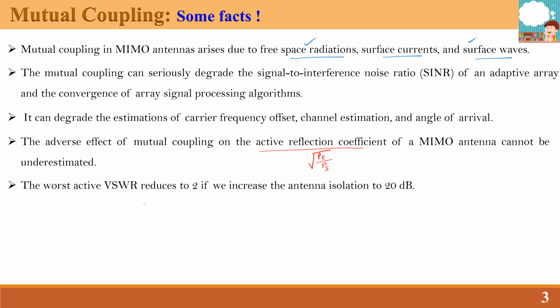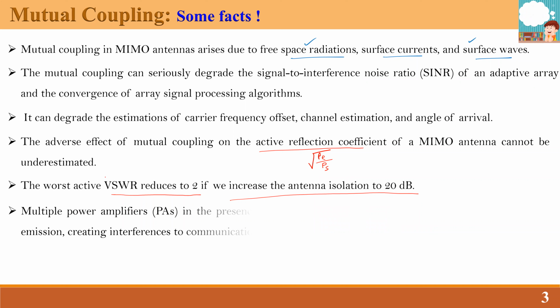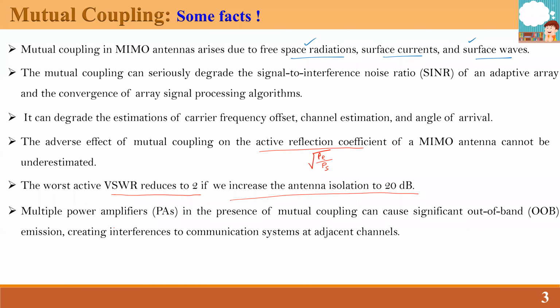Now, the worst VSWR reduces to 2 if we increase the antenna isolation to 20 dB. So there is scope for improvement. In addition, if in the transmitter or receiver system you have multiple power amplifiers, then in the presence of this kind of mutual coupling they can cause significant out-of-band emission and create interference to the communication system. That is also one of the reasons why we should work on mutual coupling reduction.